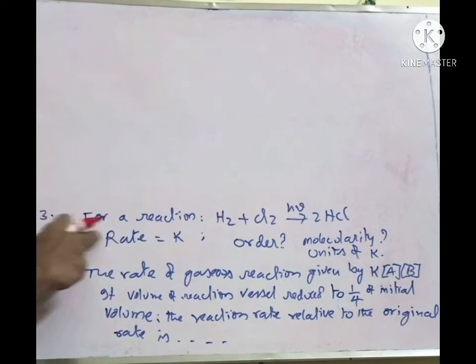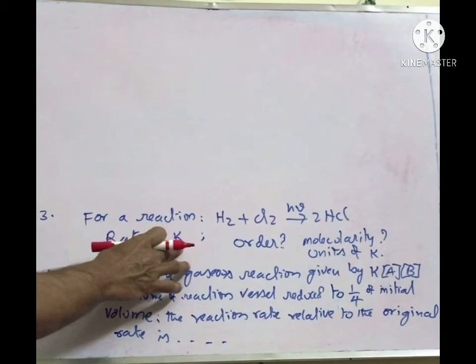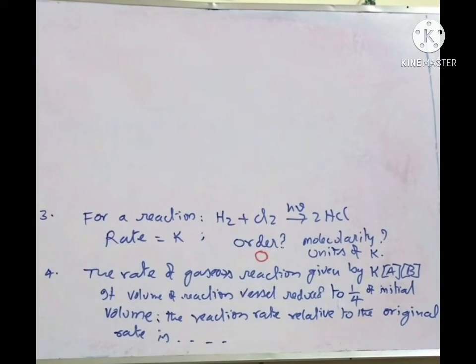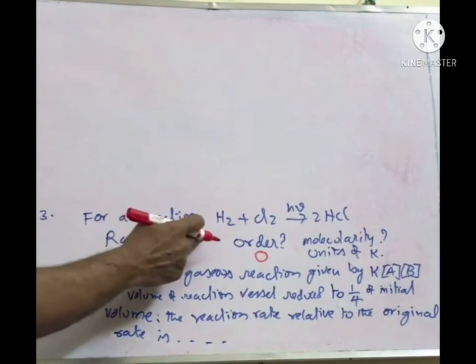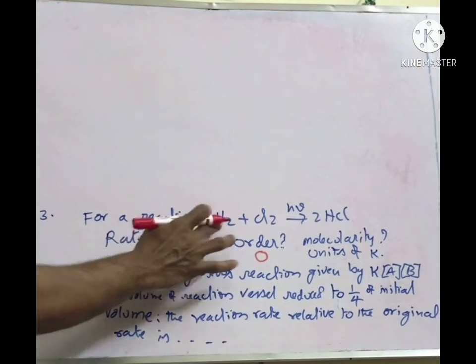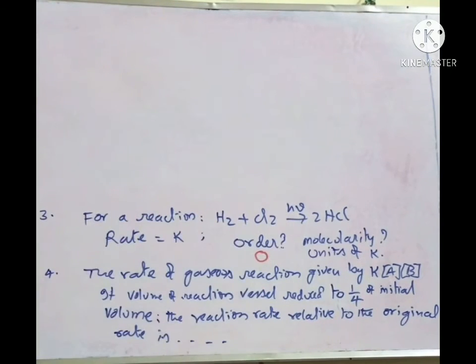For a reaction H2 plus Cl2 giving 2HCl, rate equals K. Whenever the rate is given as K, the order of the reaction they asked, that is 0, because rate doesn't depend upon any concentration terms. This is the rate expression given. Rate equals K into nothing. So no concentration terms. That means it will be a zero order reaction.